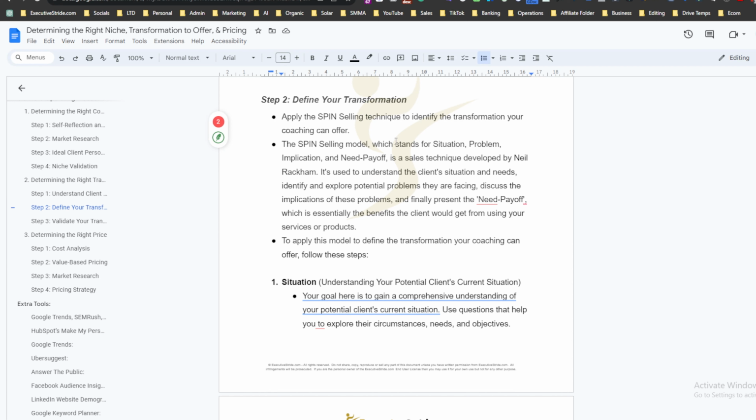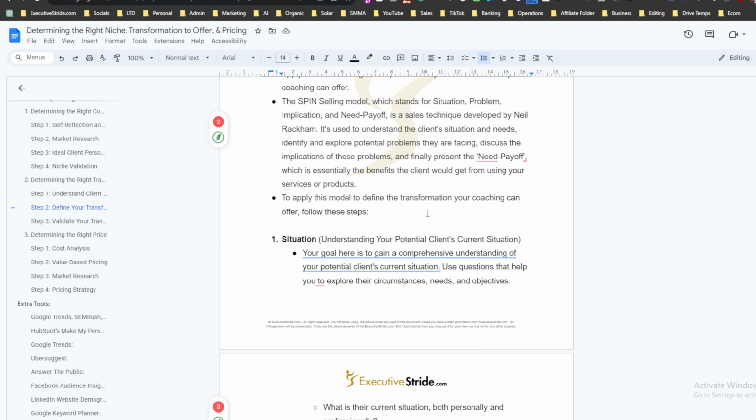And the SPIN selling model, which stands for situation, problem, implication, and need payoff, is a sales technique developed by Neil Rackham. It's used to understand the client's situation and needs, identify and explore potential problems they are facing, discuss the implications of these problems, and finally present the need payoff, which is essentially the benefit the client would get from using your services or products. To apply this model to define the transformation for your offer, follow these steps.